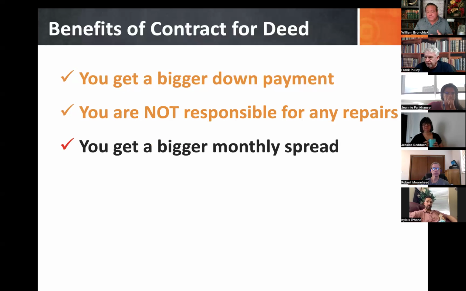You get a bigger monthly spread. And that's one of the big advantages of a contract for deed, because under a lease option, the landlord's paying principal and interest, taxes, and insurance on their underlying loan. Or if they have no loan, just taxes and insurance. The tenant is paying rent. On a contract for deed, the tenant is paying the taxes and insurance in addition to the payment on the principal and interest. So that shifts that tax and insurance burden from the titled owner to the equitable owner, or seller to buyer. So you're getting more cash flow coming in on a contract for deed as opposed to a lease option.